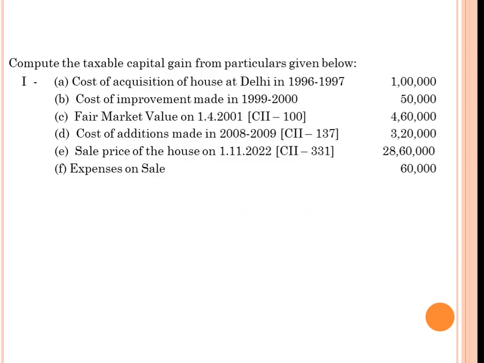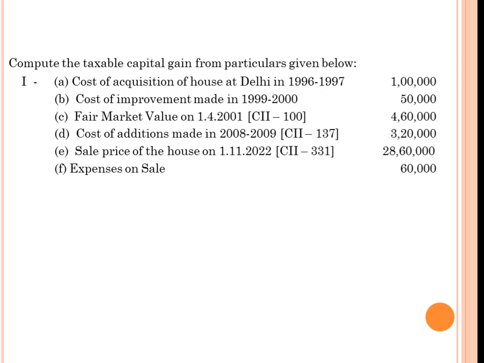First I will read the question, listen carefully. Compute the taxable capital gain from the following particulars. Cost of acquisition of the house at Delhi in 1996-97: 1 lakh. Cost of improvement made in 1999: 2 lakh 50,000. Fair market value on 1/4/2001: 4 lakh 60,000. Cost of additions made in 2008-2009: 3 lakh 20,000. Sale price of the house on 1/11/2022: 28 lakh 60,000. Expenses on sale: 60,000.